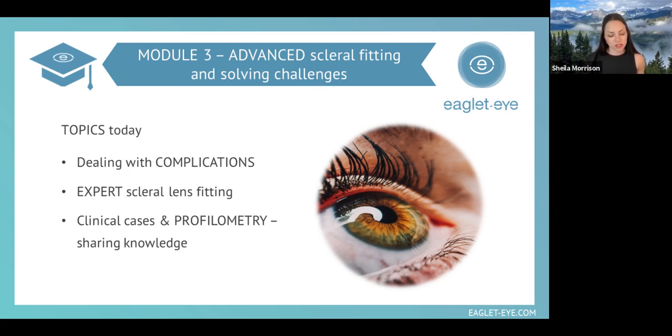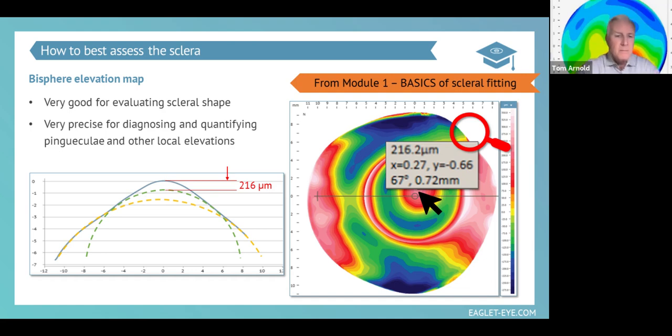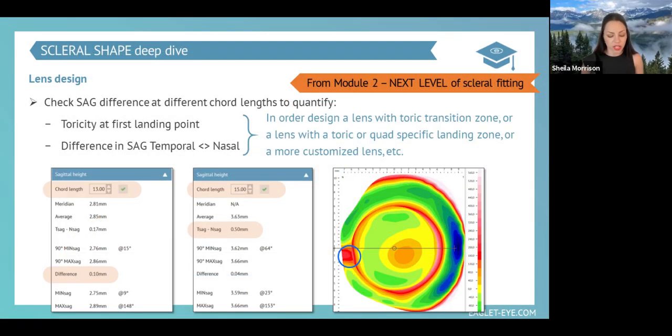Now, we wanted to do just a very brief recap, and I would encourage those of you that didn't have a chance to catch modules 1 and 2 to take a look at them. They're not long presentations, but really great things that you can learn from each of them. In the first module, we learned that the biosphere elevation map is very good for evaluating scleral shape and diagnose and quantify local elevations. A brief recap of module 2. In the second module, we then saw how checking the sagittal height differences of the eye will help us to decide what type of lens design is most appropriate for our patients.